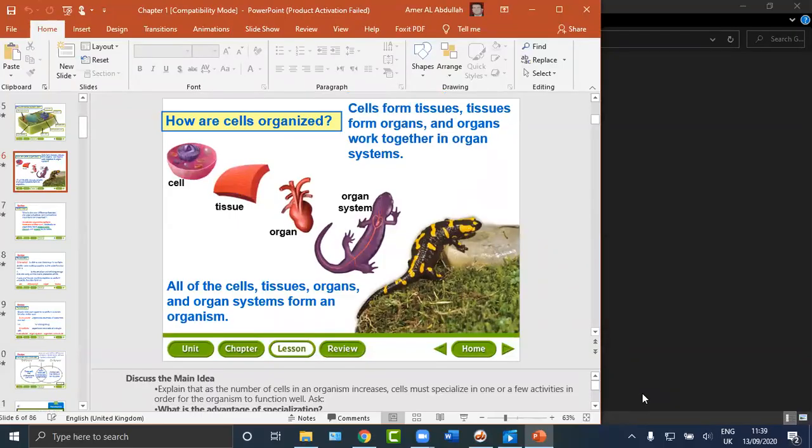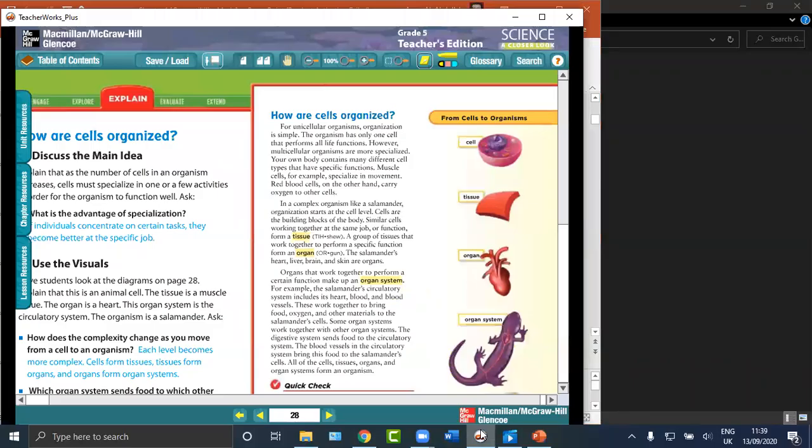The relationship between cells and tissue, organ. Here we talk about plant cells or animal cells. Plant and animal cells, we will compare between the both. Cell wall, how are cells organized?